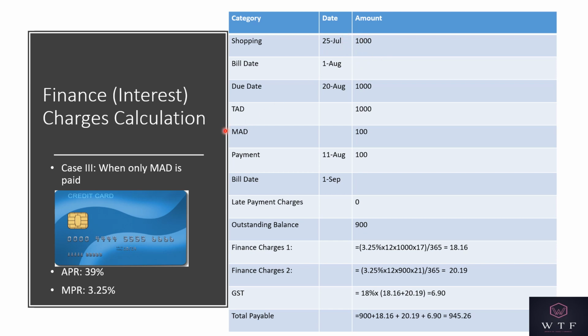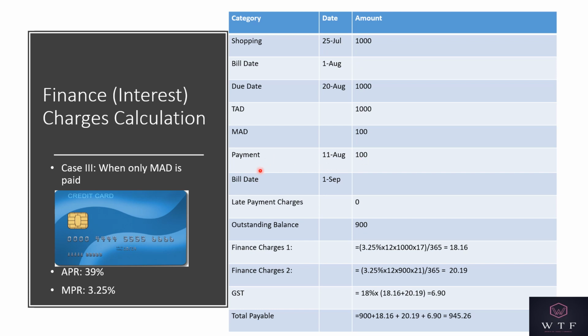The minimum amount due is 100 rupees. Well, as per calculation, the minimum amount due should have been 5% of 1000, which is 50 rupees. But most credit card companies charge 100 rupees as the minimum due amount. So it would be 100 rupees. Now let us say you made a partial payment. You paid only the minimum amount due on the 11th of August of 100 rupees.